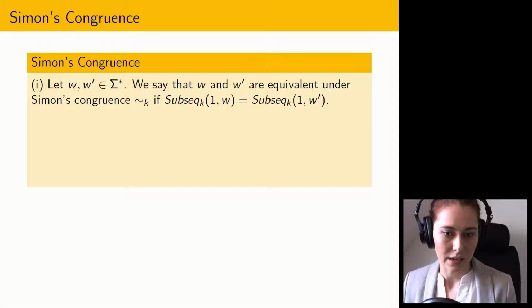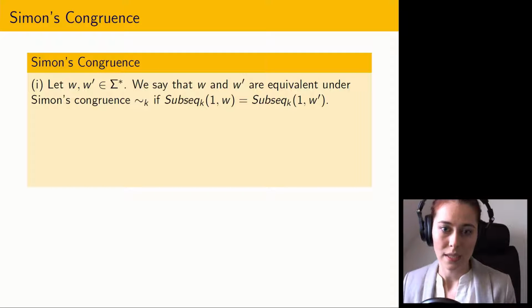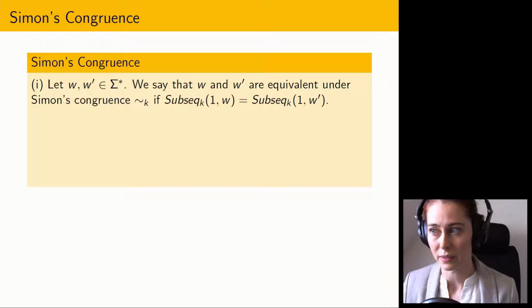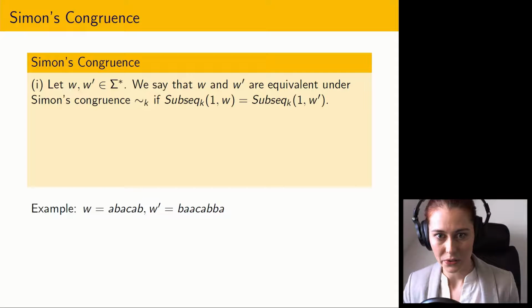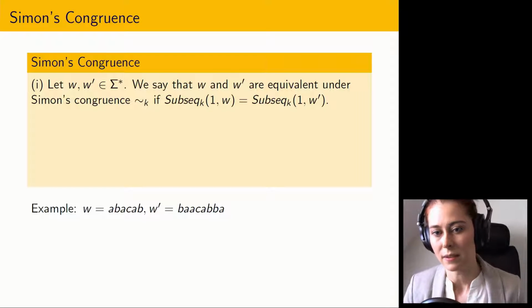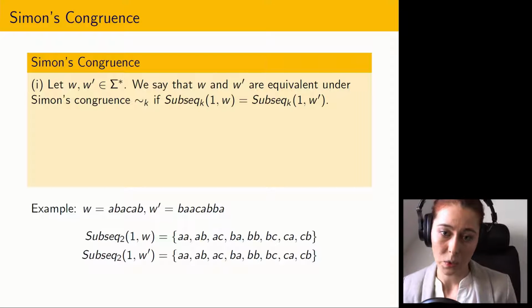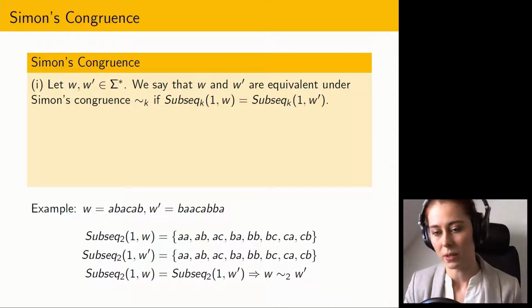So the set of possible subsequences is now a very basic element when we look at the definition of Simon's congruence. We say that two words W and W prime are equivalent under Simon's congruence sim k if the set of possible subsequences of both words is the same. As an example, we take these two words here, and the sets of subsequences of length 2 of these two words are like this. And as we can see, they are the same. So these two words are indeed sim2 equivalent.